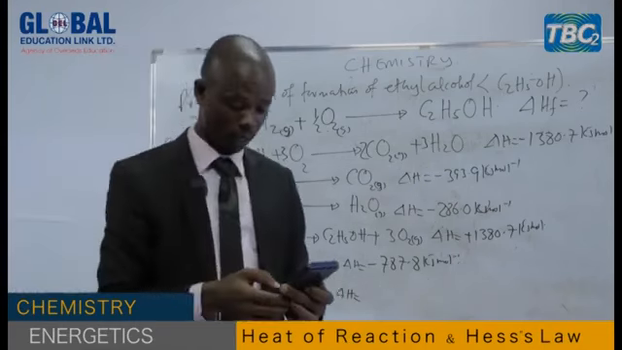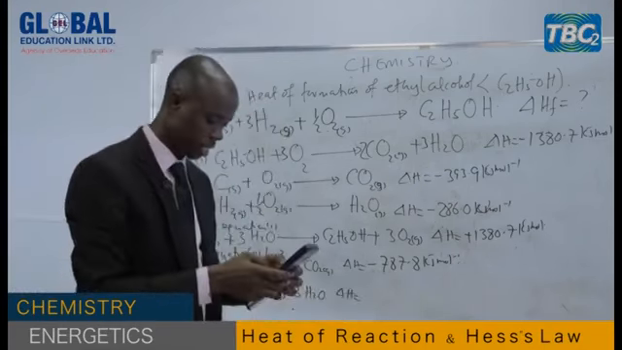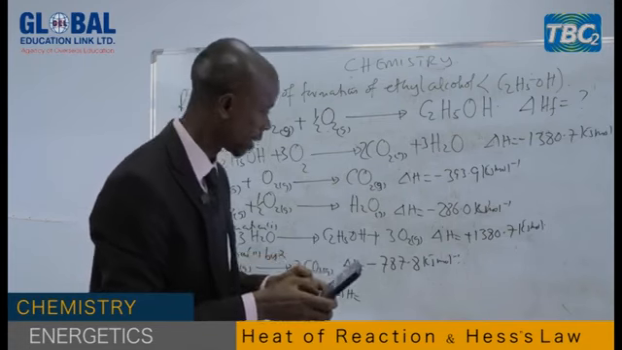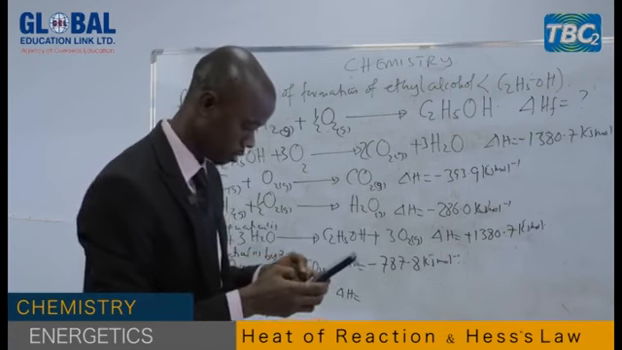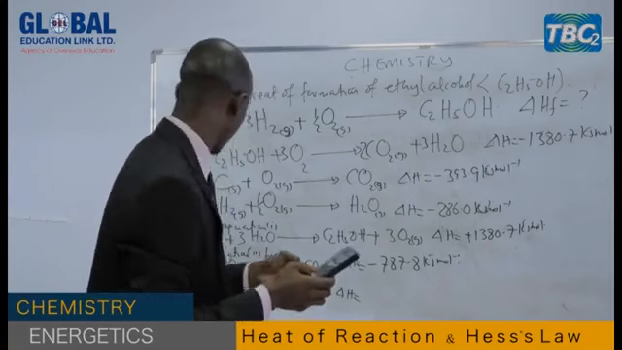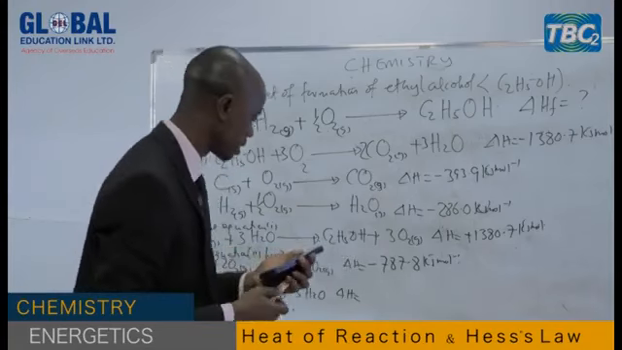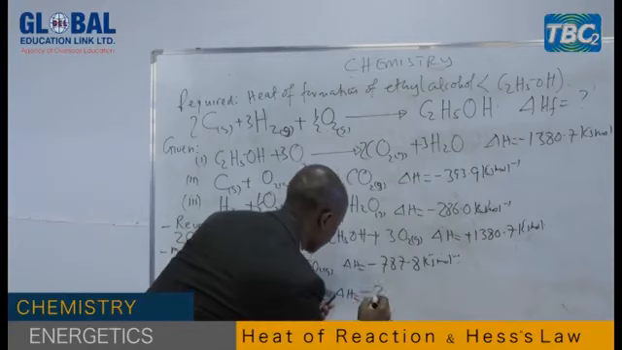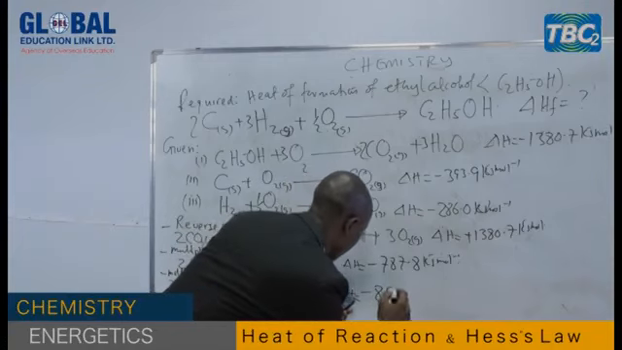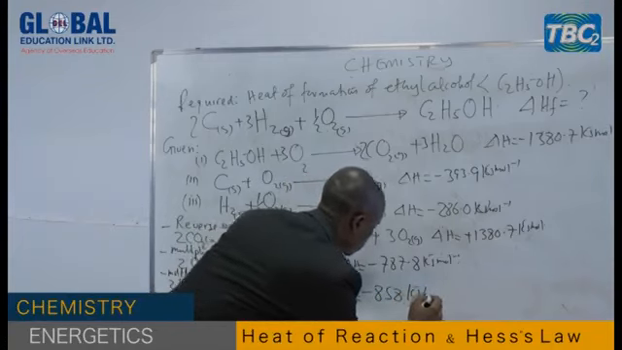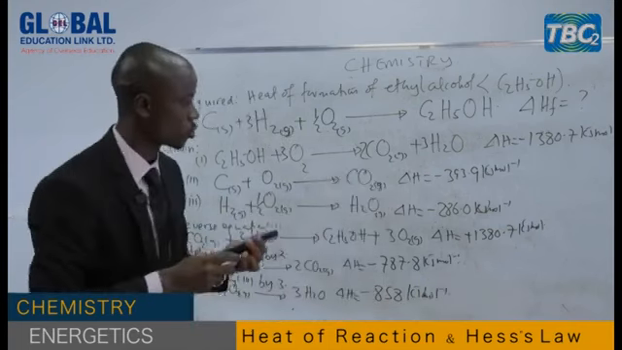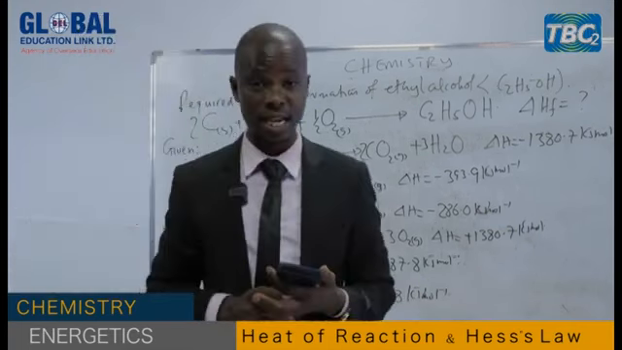So you use your calculator, my dear students. You take negative 286.0 times 3, and you get negative 858 kilojoules per mole.